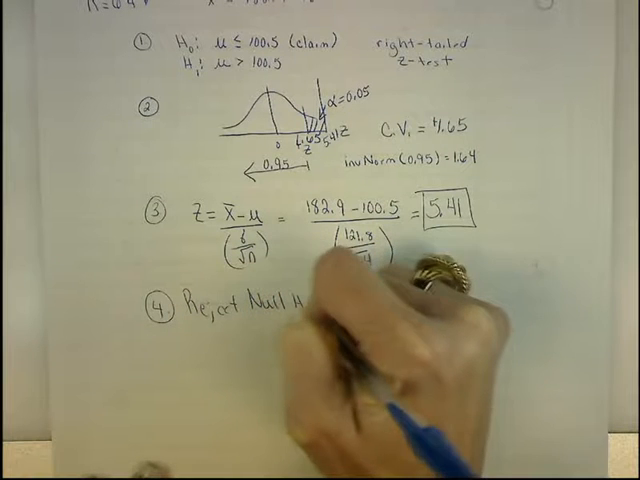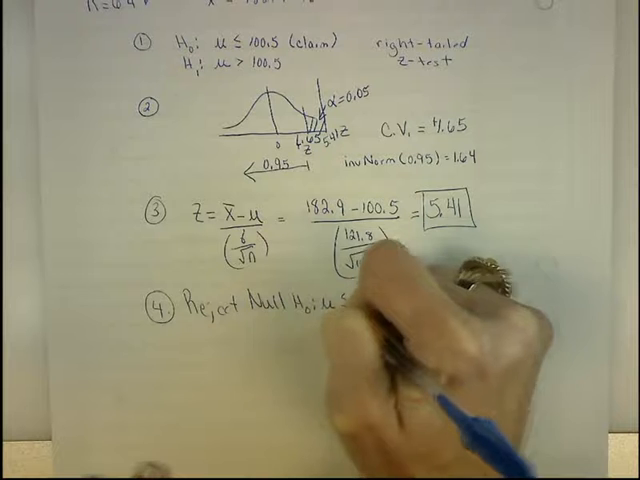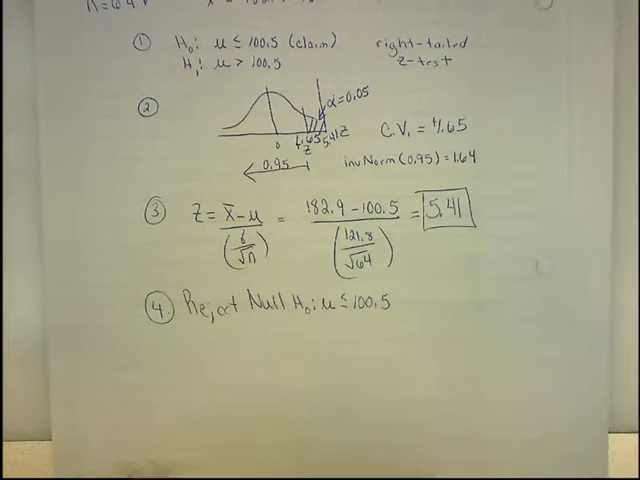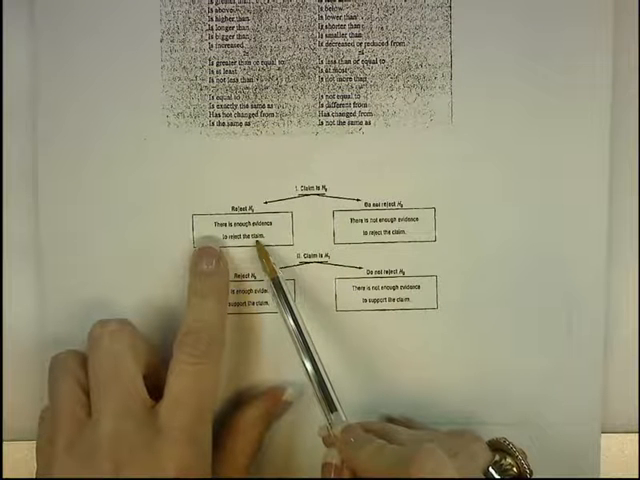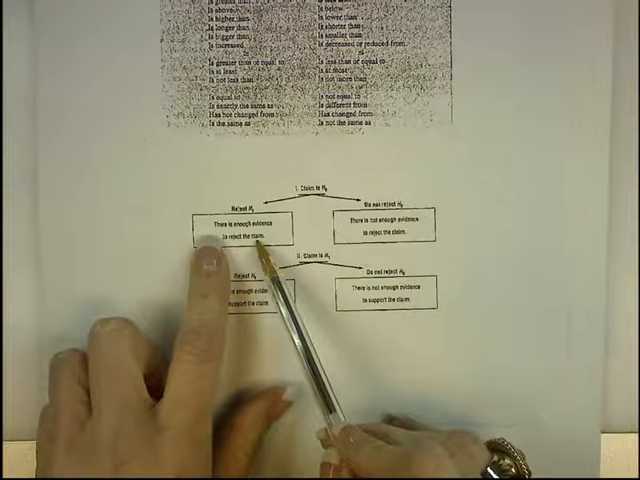That says that mu is less than or equal to 100.5, and that just so happens to be your claim. So what is this going to mean in terms of summary? Our claim is the null that says at most. And our decision is to reject that null statement. Therefore, there is enough evidence to reject the claim that it is at most 100.5 pounds.